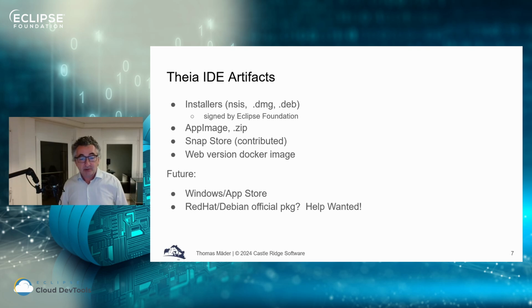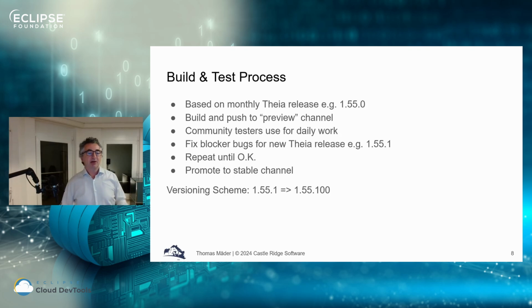So now we know what we produce, but how do we produce it? The process is that we do monthly releases, and they're always happening right after the release of the Theia framework. So right now we're at 1.55.0. And we have someone who builds all the artifacts and pushes them to a preview channel, which you can set up in the settings. So if you're on the preview channel, you get the preview releases. And then a bunch of community testers, which everyone can join. There's usually a message to the mailing list and a discussion on GitHub about that every month. And the community testers use the IDE for a couple of days for their daily work.